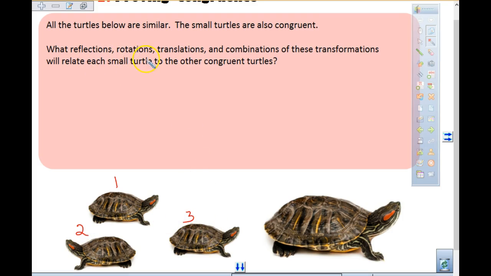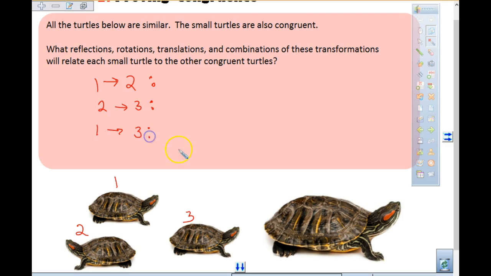It says what reflections, rotations, translations, or combinations of these would get the small turtle to be congruent to another one. I want you to think with your shoulder partner, if I was going from 1 to 2, what kind of transformations would I have to do? And I might have to do a couple of them. From 2 to 3, what type of transformation? And from 1 to 3.